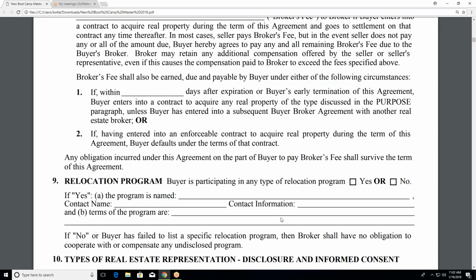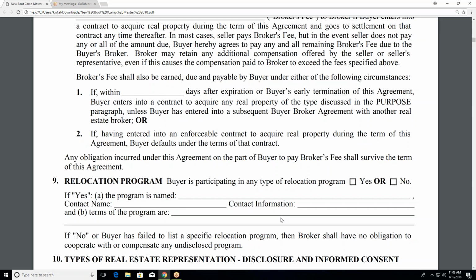All right. So types of real estate representation, disclosure, and informed consent. Seller representation occurs when the sellers contract to use the services of their own broker, known as a listing agent, to act on their behalf. Buyer representation occurs by virtue of this agreement. Note, broker may assist a seller or prospective seller by performing ministerial acts that are not inconsistent with broker's duties as buyer's agent under this agreement.